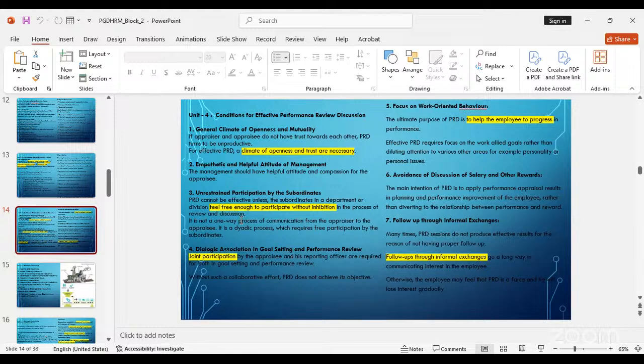Empathetic and helpful attitude of the management. Without the support of management, no employee can deliver an effective performance. That has to be recognized and implemented.